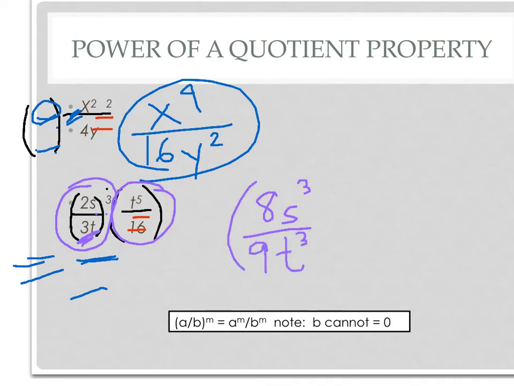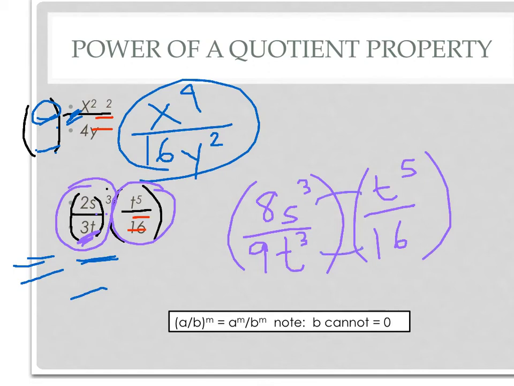And then I need to multiply that whole thing times t to the 5th over 16. And based on what you've learned, we can just multiply top times top and then bottom times bottom. So let's go ahead and do that. That's going to give us 8s cubed t to the 5th all over 9 times 16. 9 times 16 is 144, so over 144 t cubed.